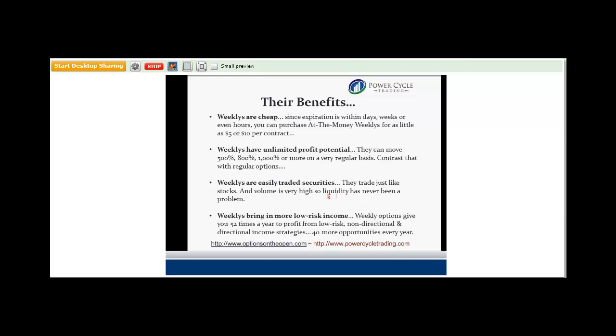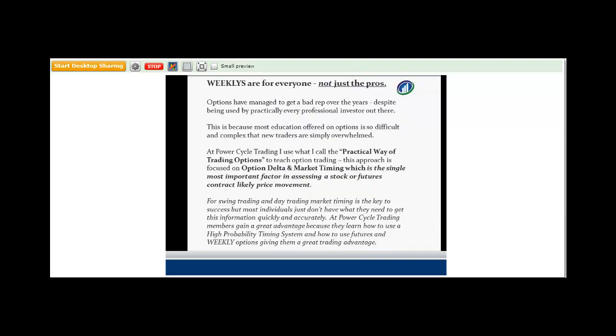They're easily traded, just like any other security. Price goes up and down, and we trade them based on the underlying using our model. And they bring in a lot more low-risk income, because weeklies give you 52 times a year to profit from low-risk, non-directional or directional trades, which is a lot more than if you just trade the regular monthly options. So they are for everyone, not just the pros.